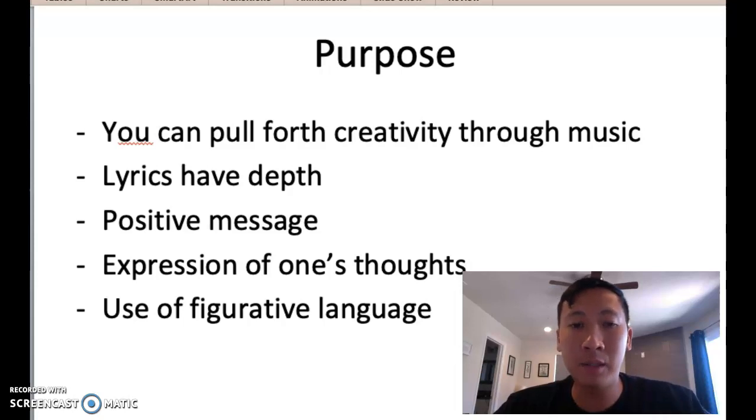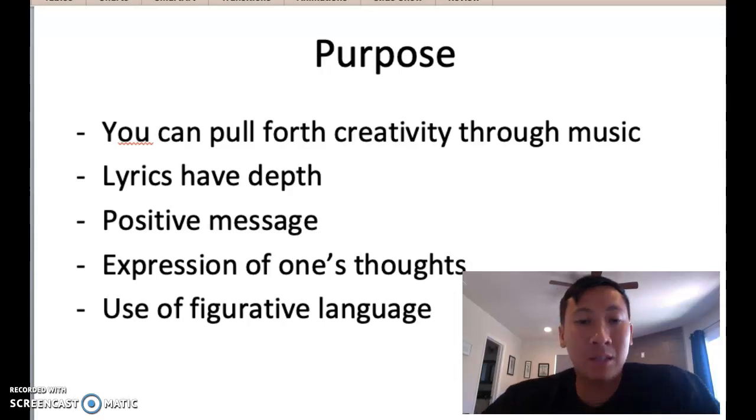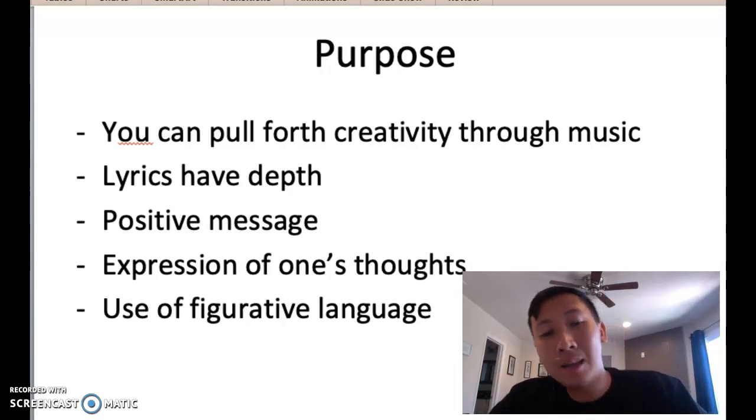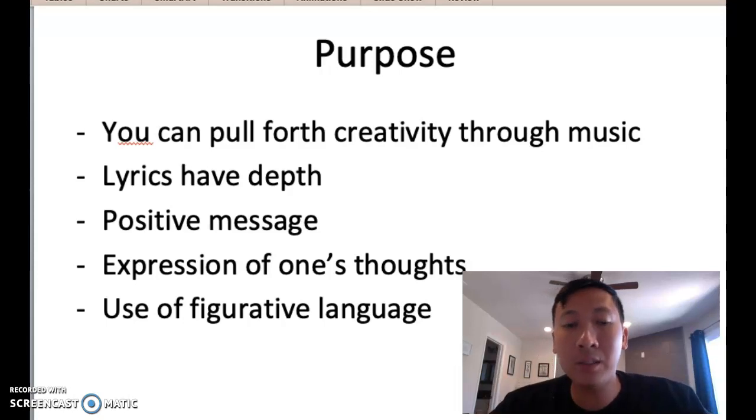I'm going to talk about these musicians and how their lyrics are expressions of one's own thoughts, their feelings, and the message that they want to share with the world. I'm going to be going through different figures of speech, their definitions and examples, and then I'm going to tie that into different music videos and how the musician uses those figures of speech to provide deeper content to their lyrics.